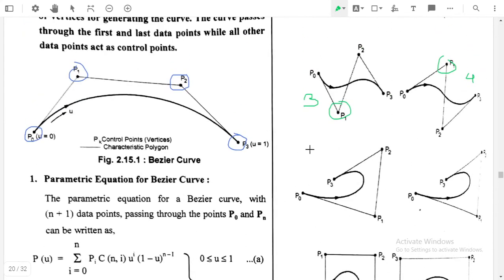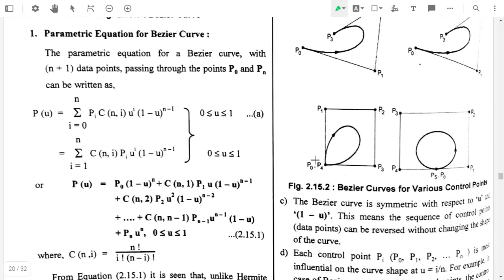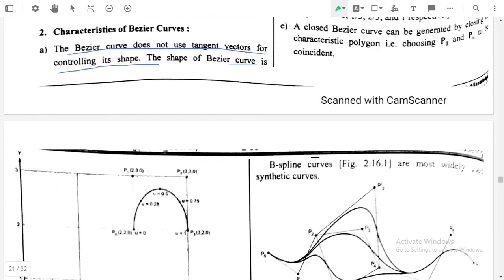In a Bezier curve, if there are n plus 1 data points, then the polynomial that forms the Bezier curve has a degree of n. Suppose there are 10 data points, then the polynomial has degree 9, meaning there is a polynomial of degree 9 to represent the curve. So this is called a Bezier curve.